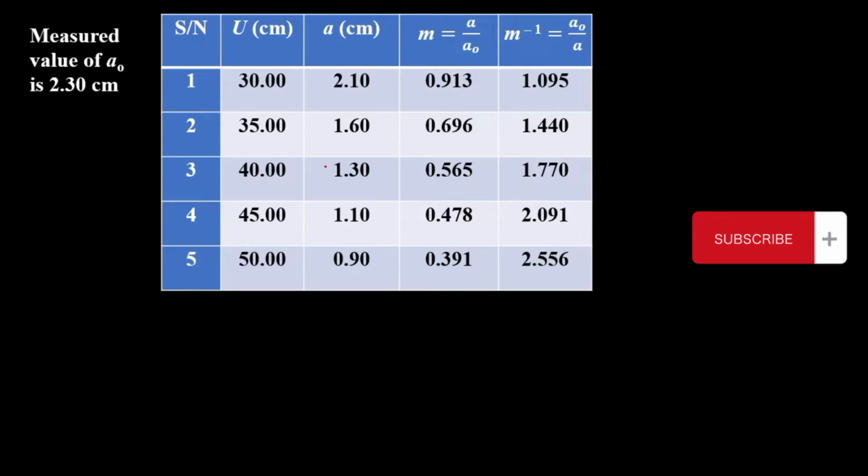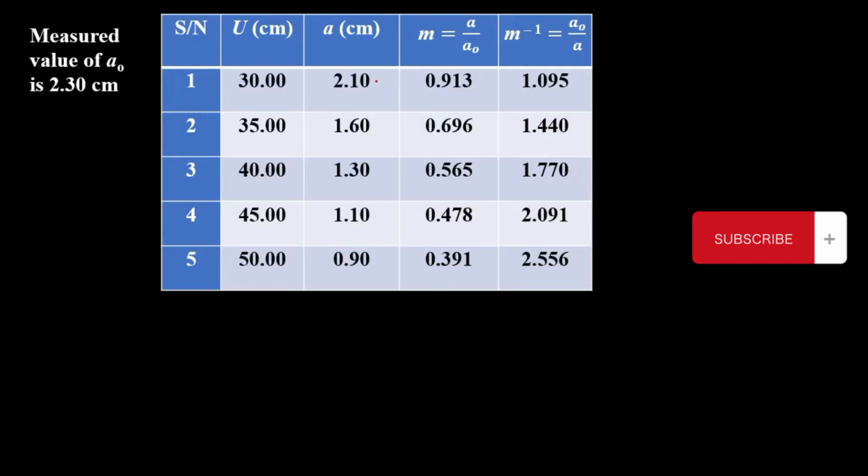Now, two things I would like us to take note of on this table of values. One is the fact that our measured values are recorded to 2 decimal places. We measured U and we measured A, and also A0. You can see they're all expressed in 2 decimal places. Our M and M inverse were estimated from A over A naught and A naught over A respectively. As such, they are called calculated values, and are expressed in 3 decimal places.